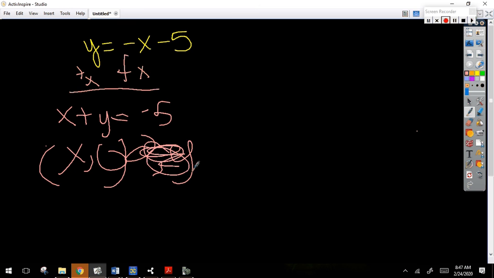Look at your equation. X plus Y equals -5, right? So you're going to plug 0 in for which variable? Which one is 0? X or Y? Y. So put a 0 in place of the Y and tell me what X equals when you do that.